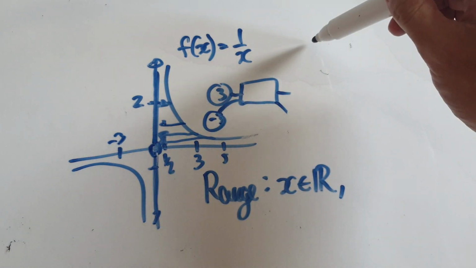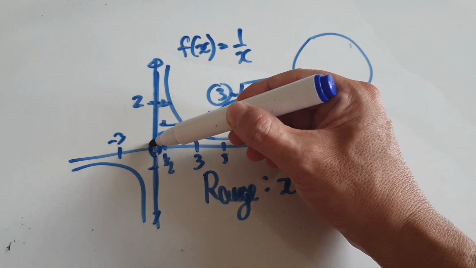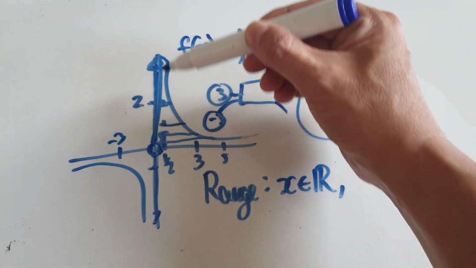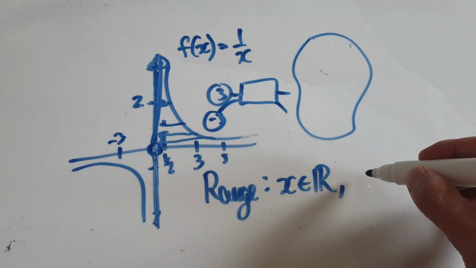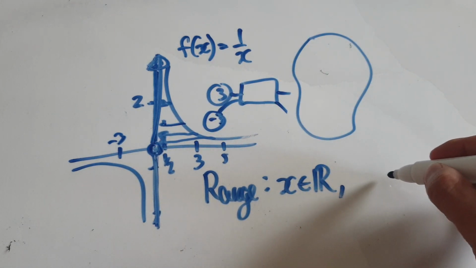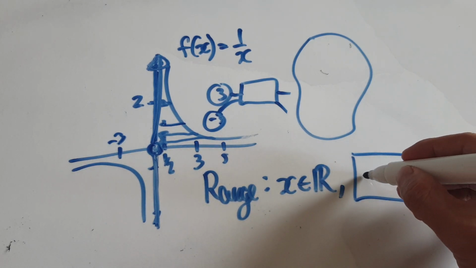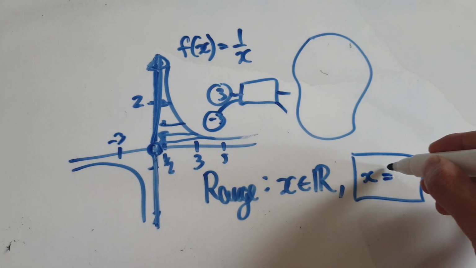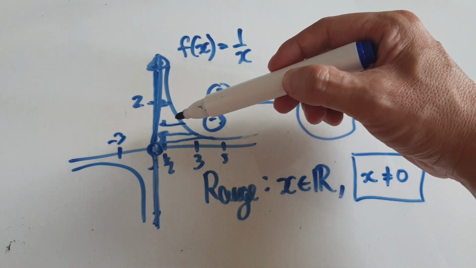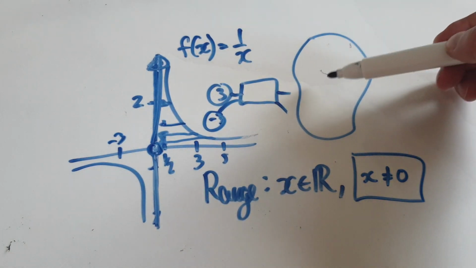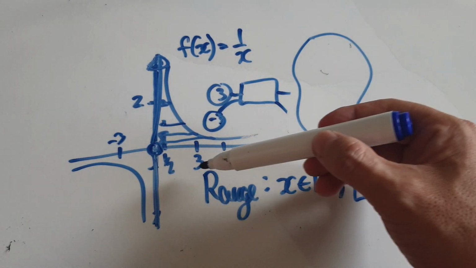So basically our range here is any number except 0. So for the range, now you've got to state your restriction. Just state this: x cannot be 0. So you're able to spit out any number, but it's impossible for you to spit out the number 0. So that's your range here.